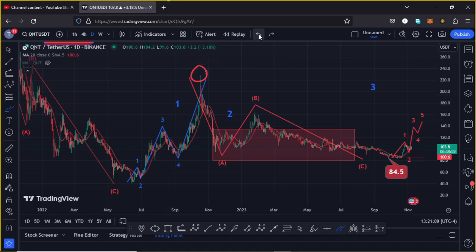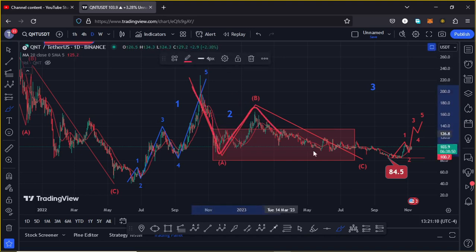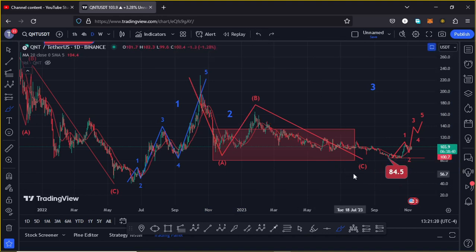And after seeing the formation of that first wave, we started a corrective structure in the formation of this wave 2, where we have now seen a pullback in this ABC corrective structure, giving us a low at around the $84.5 mark. And there are high chances that we have now bottomed out in the formation of this wave 2, and QNT is now ready for an impulsive move in the formation of this wave 3, which I'm expecting to play out in the next coming weeks or maybe months.